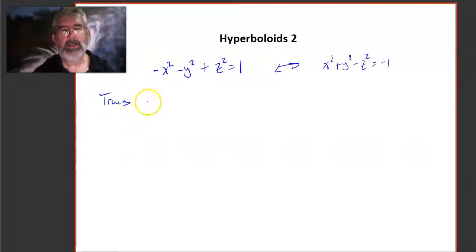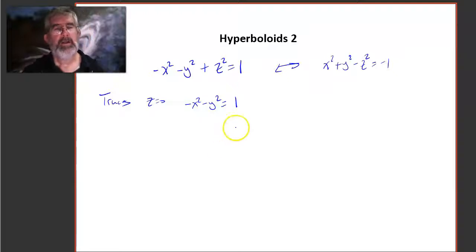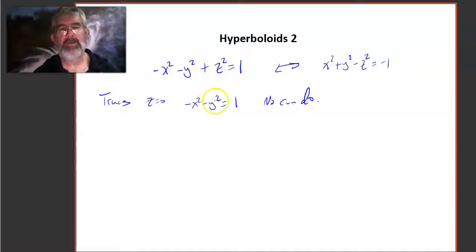In the xy plane, I have z equals 0, and this looks like minus x squared minus y squared equals 1. This is impossible. No, we can't do it because this left-hand side is always 0 or negative, right? If you plug in 0, 0, that'll be 0, but it's not equal to 1. If you change x or y to anything other than 0, then this is going to be a negative number and certainly not equal to 1. So this never happens.